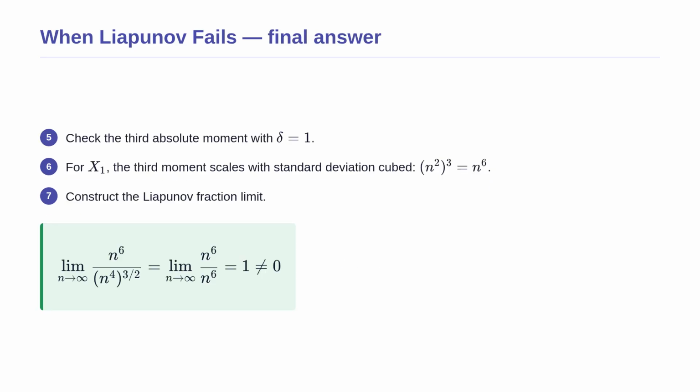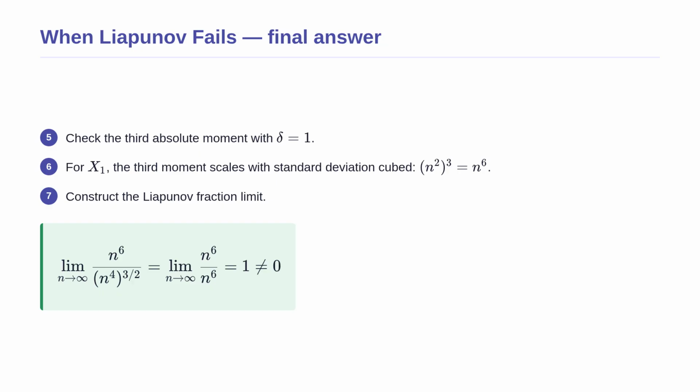Let us see how this breaks the Liapunov condition. Choosing delta equal to 1 again, we look at the third absolute moment of our massive first variable. It scales with its standard deviation cubed. Since its variance is n to the 4th, its standard deviation is n squared, giving a third moment proportional to n to the 6th. When we plug this into the fraction, both the numerator and the denominator grow at n to the 6th. The limit equals 1, not 0. Physically, this means the first variable is so overwhelmingly large that it dictates the entire shape, preventing a bell curve from forming.